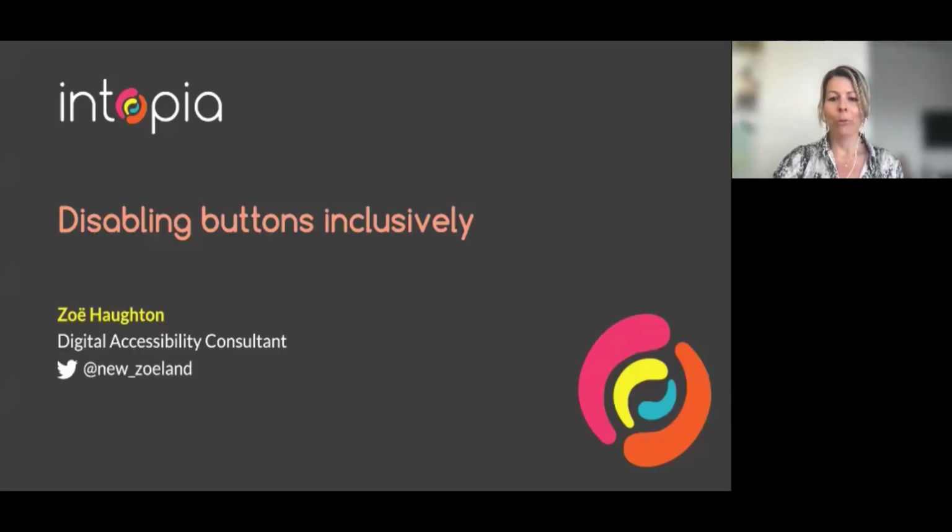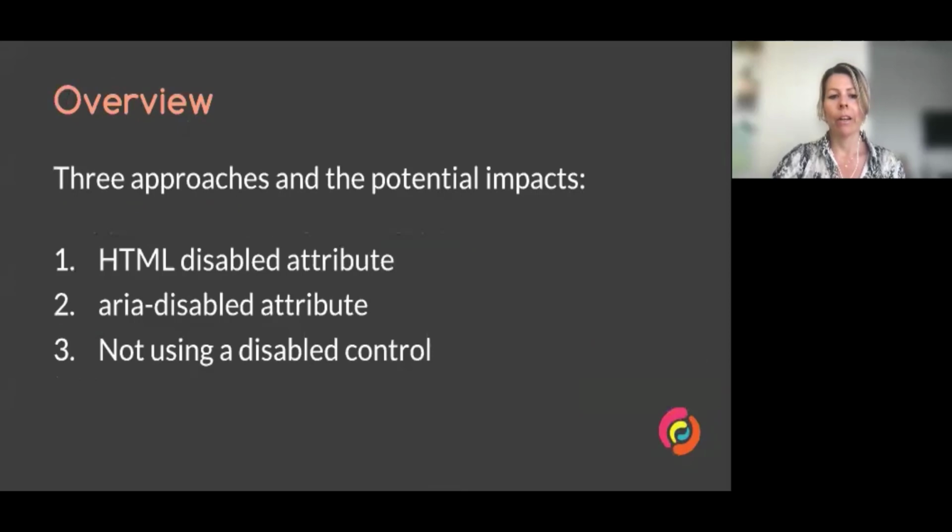Hi everyone, I'm super excited and honoured to be presenting this topic about disabling buttons inclusively. Today I'd like to present 3 different approaches for disabling buttons and to really raise questions and awareness around whether we're disabling them in a way that's not only accessible but usable for people with disabilities. So the 3 different approaches are: number 1, using the HTML disabled attribute; number 2, using an ARIA disabled attribute; and number 3 is not using a disable control at all.